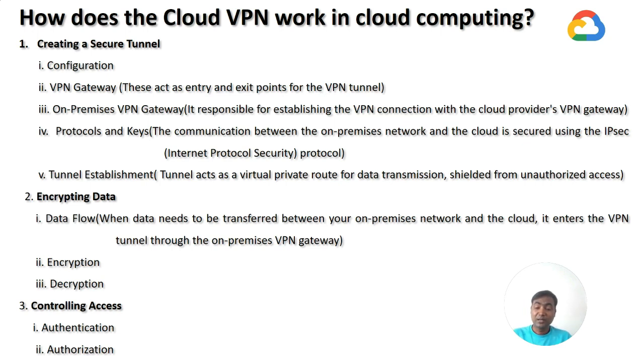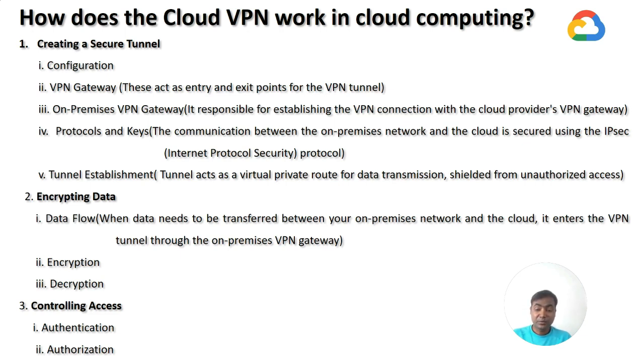Routing. Cloud VPN supports a dynamic routing protocol such as Border Gateway Protocol (BGP). This allows the automatic discovery of routes between the on-premises network and the cloud network, making it easier to handle changes in the network topology.